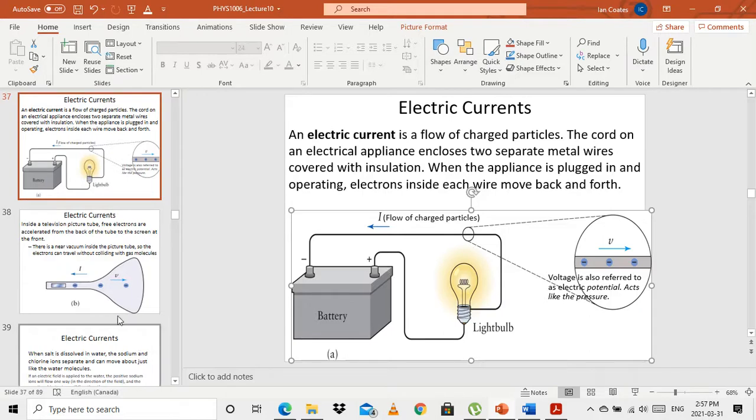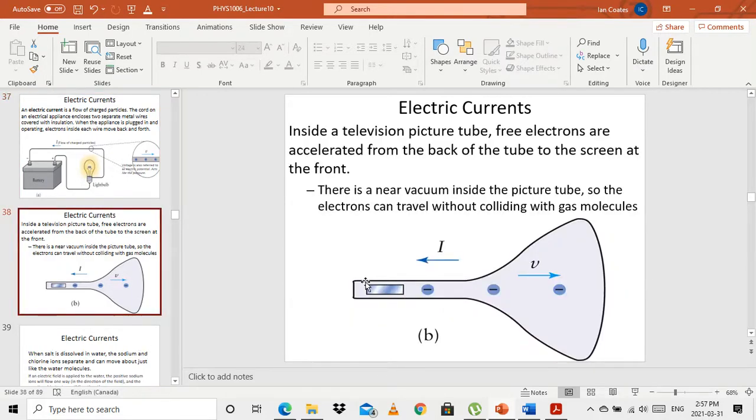Wonderful. I don't even know if any of you would remember an old cathode tube TV. I remember them as a kid. Now we have nice, beautiful flat screens, but it kind of works the same way. Inside of a television picture tube, free electrons are accelerated from the back of the tube to the front of the screen. Here is where you would watch your TV. You'll see that the flow of current seems to be going this way, but remember, it's reversed. There is a vacuum inside the tube so the electrons can travel without any trouble at all.